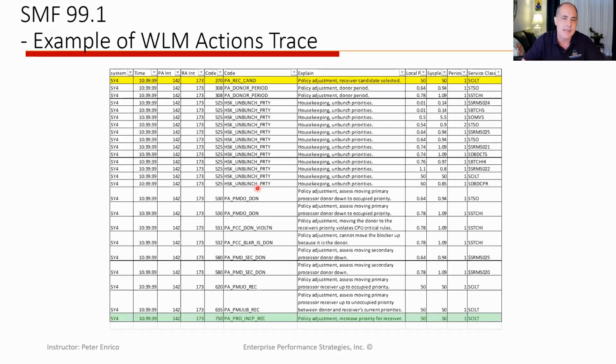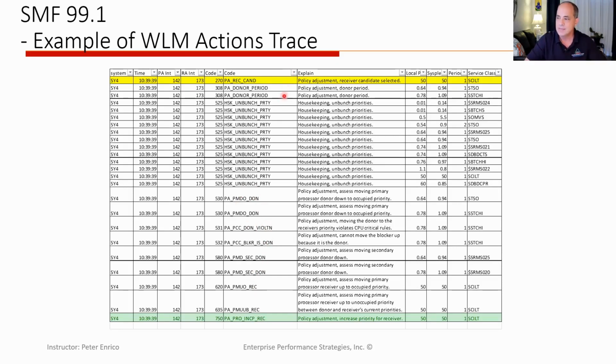So by looking at the 99 subtype 1s, and I'm not going to go through all this, we get this trace information, which has WLM saying, let me pick a receiver. The receiver I'm going to pick is this guy. Don't worry about the unbunching, but let me consider a bunch of actions with CPU dispatching priority. Who am I going to steal from? Here I'm going to move the donor down. I'm going to move some other thing up. I'm going to have a secondary donor. Let me assess that. And eventually I'm going to raise or increase the dispatching priority, whatever the decision is.